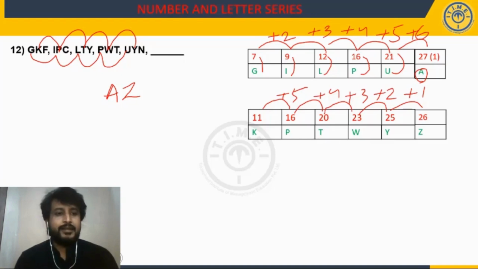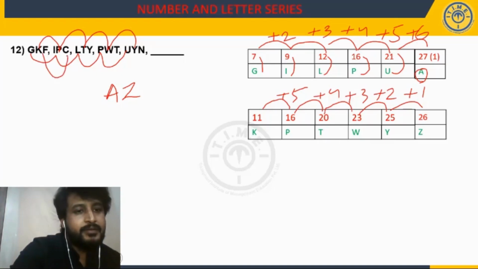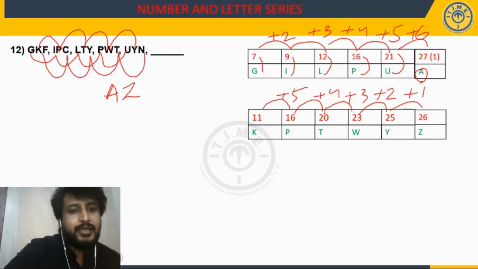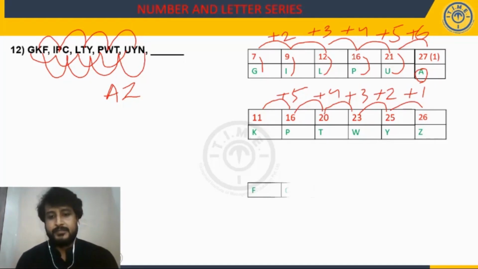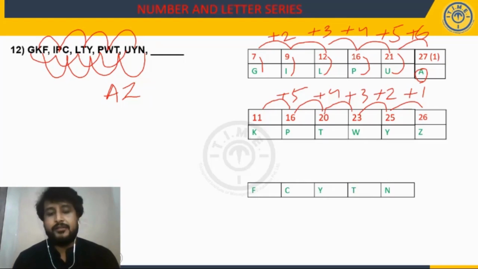What are the third letters in each group? F, C, Y, T, N. Let's represent that: F, C, Y, T, N. Place value of F is 6. Place value of C is 3. Place value of Y is 25. Place value of T is 20. Place value of N is 14.